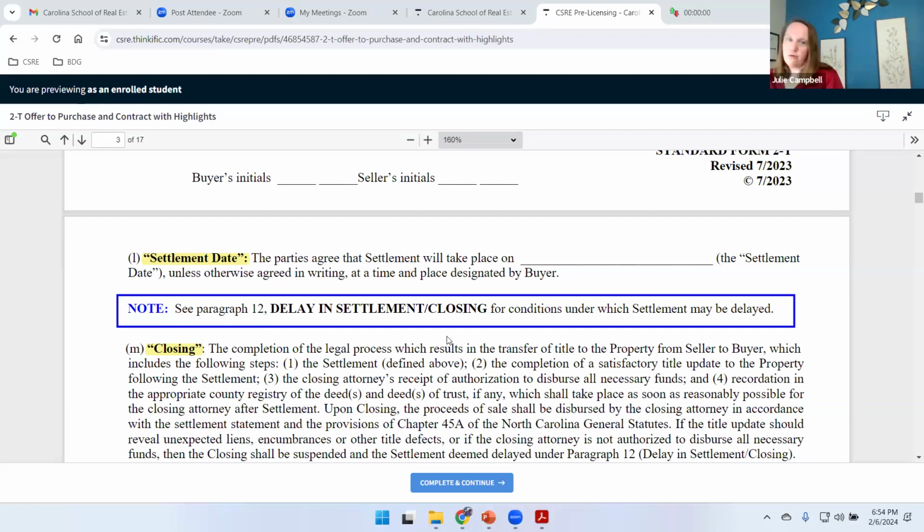You will also note the settlement date does not have a time being of the essence. And the reason being is because delays in settlement just happen. Delays are common. And as a matter of fact, they're so common, we have a built-in delay in paragraph 12 that we will look at in just a bit.